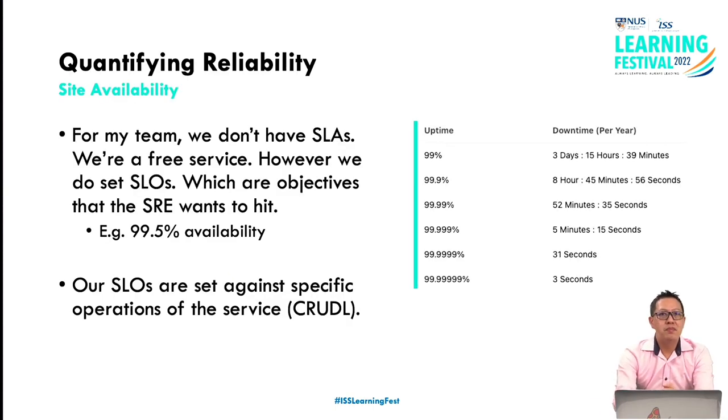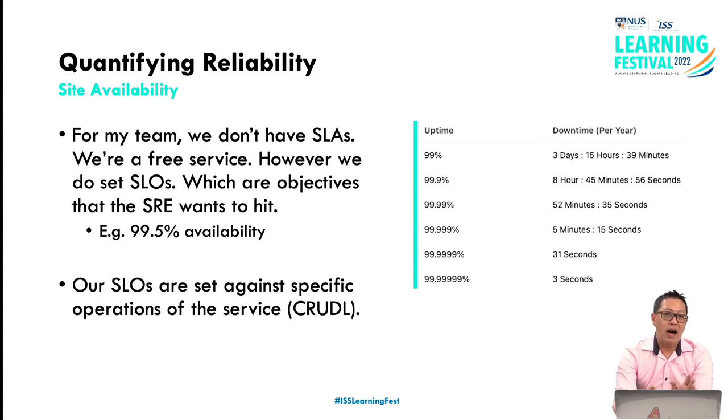Okay. So a bit about quantifying reliability, right? How do we know how reliable you are? And how do we actually tie or measure the performance of an SRE team? A lot of it deals with site availability. It deals with SLAs, SLOs, SLIs. These are indicators or measurements that we put into the system to measure how close we are to meeting certain objectives.